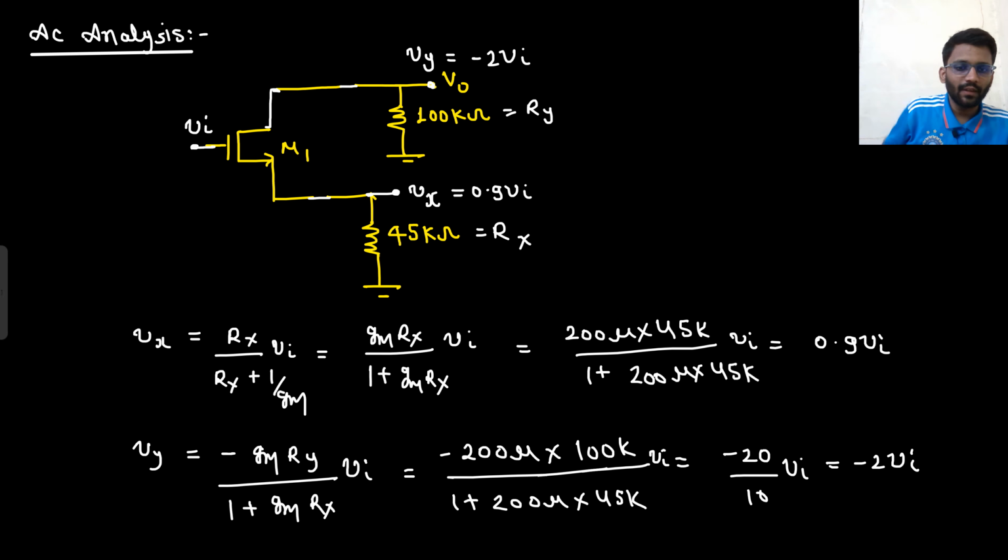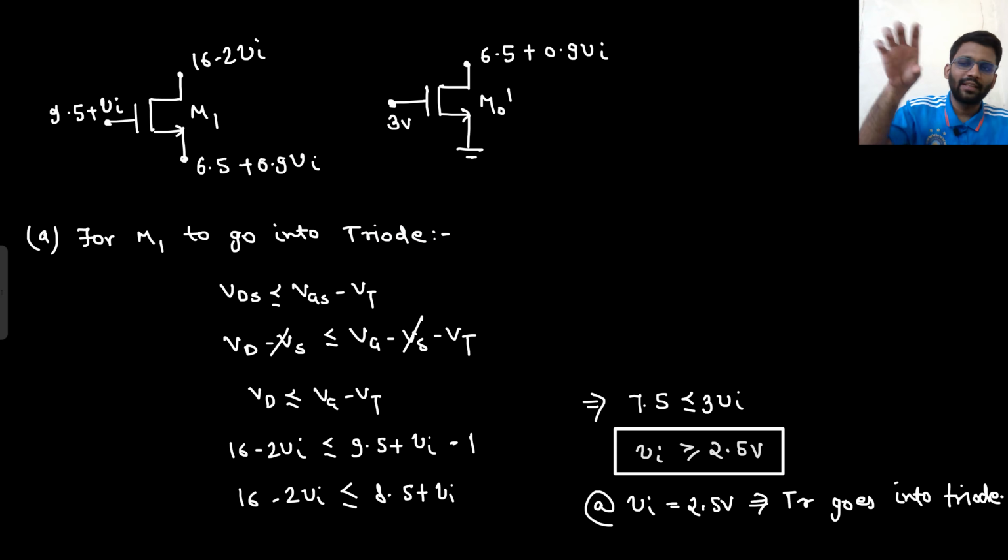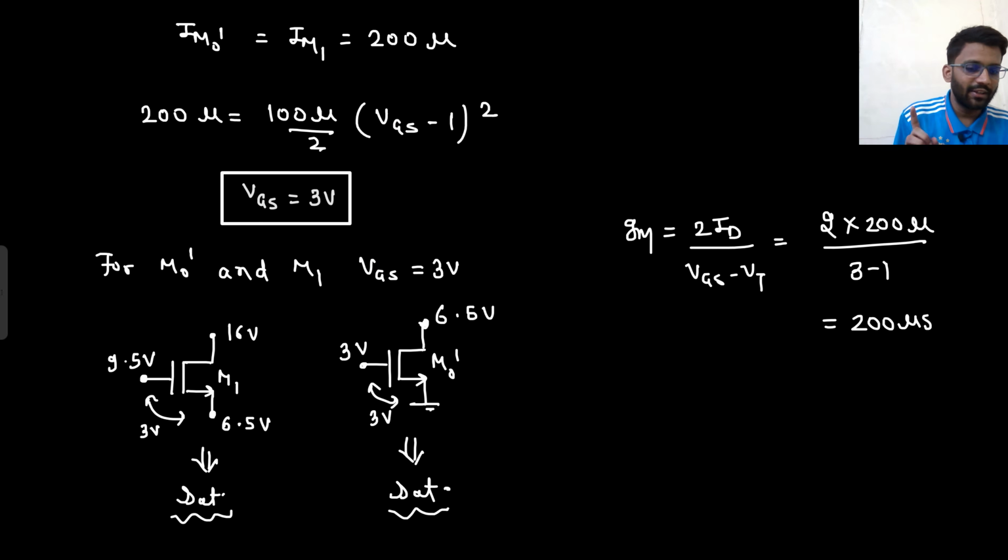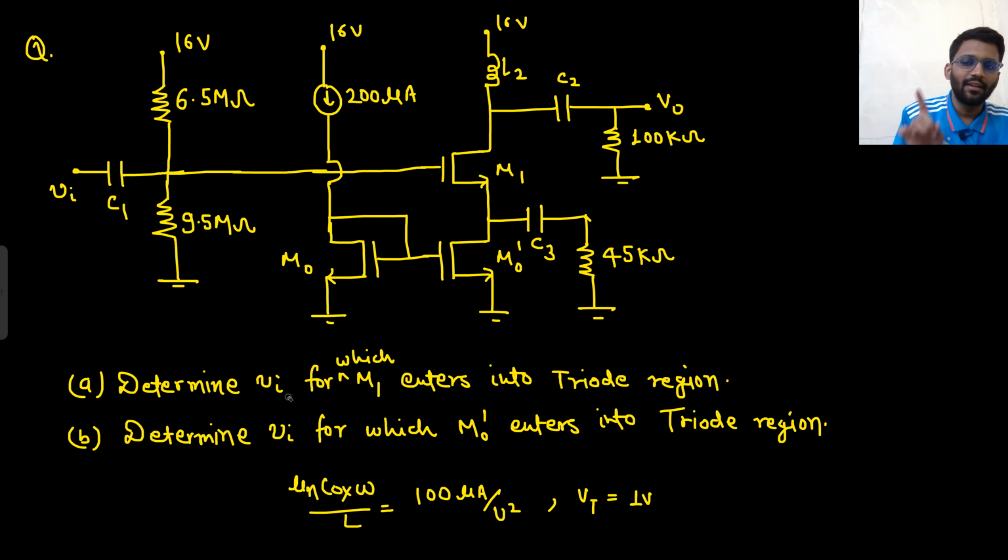Right? We did the DC-AC analysis, we could find the potential of each node. Then we could know what is the typical value when it goes into triode region. So for that, we determined the value of V in, that is 2.5 volt. So if V in is greater than 2.5 volt, it will go into triode region. So V in should be lesser than 2.5 volt to make it saturation region. So what is the minimum value of V in at which it goes into triode region? That is 2.5 volt. Here they did not ask minimum or maximum. They just asked to determine V in for which it enters into triode region.